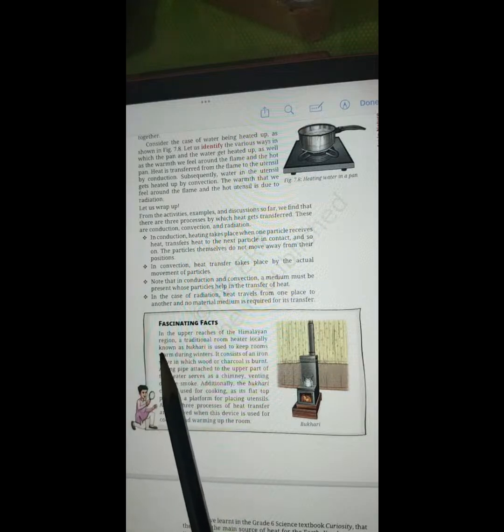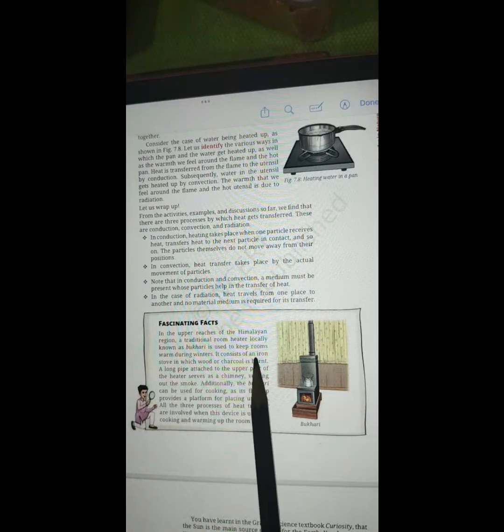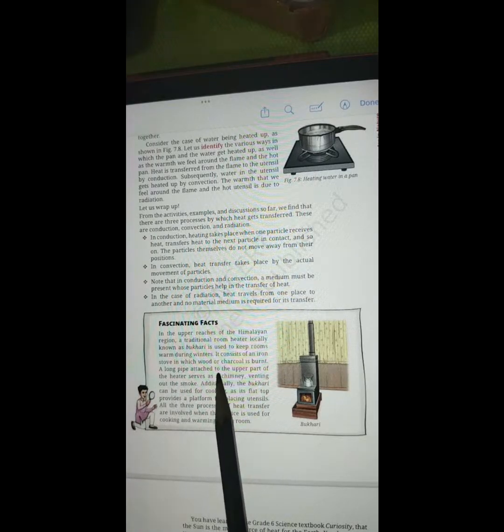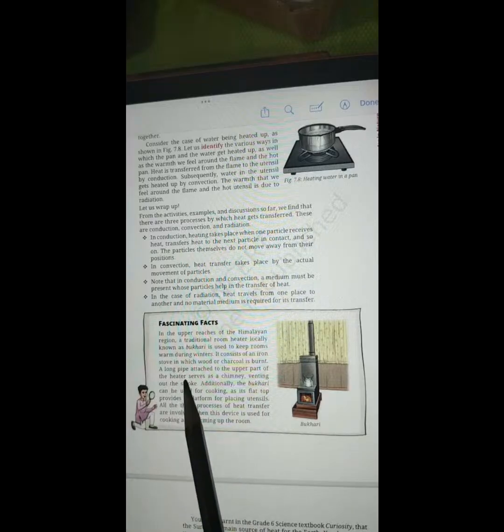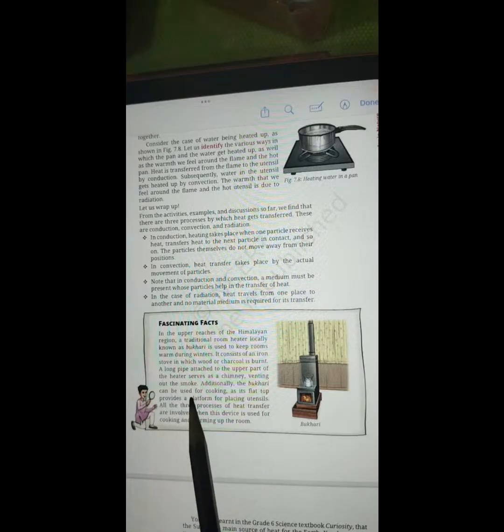Fascinating facts. In the upper reaches of the Himalayan region, a traditional room heater, locally known as Bukhari, is used to keep rooms warm during winters. It consists of an iron stove in which wood or charcoal is burned. A long pipe attached to the upper part of the heater serves as the chimney, venting out the smoke. Additionally, the Bukhari can be used for cooking as its flat top provides a platform for placing the utensils. All the three processes of heat transfer are involved when this device is used for cooking and warming up the room.